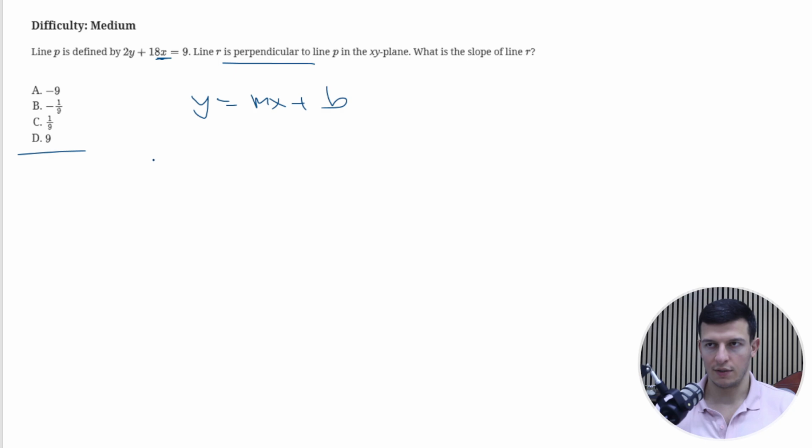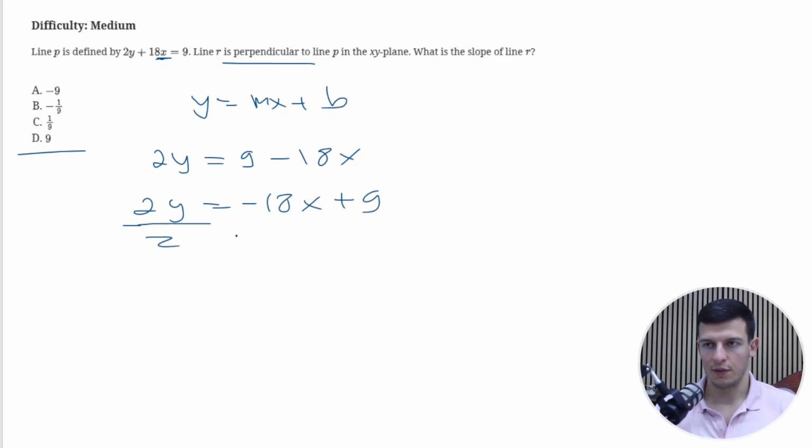So let's bring it into that shape. 2y plus 18x equals 9. We can write 2y equals 9 minus 18x, or if it makes it easier for you, negative 18x plus 9. Okay, I need to get rid of the 2 here, so let's divide both sides by 2. y equals negative, is it negative? Yes, negative 9x plus 9 over 2. I don't need to calculate that.